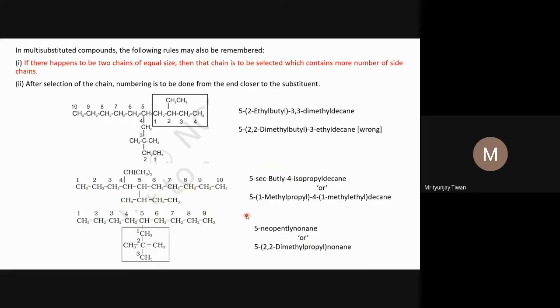One can also write another name for this compound. I can do the branching here, 1, 2, 3. So this is a propyl group, and this will be an ethyl group then. And this 1, 2, and another carbon atom will be part of the branch. So this is ethyl, this is propyl.